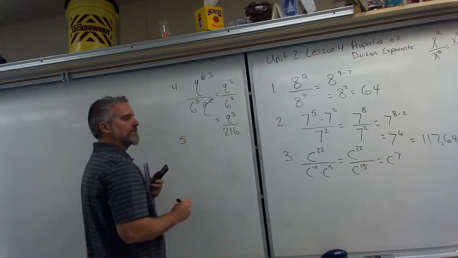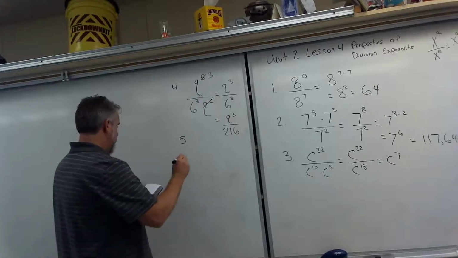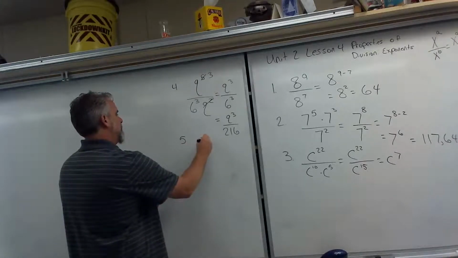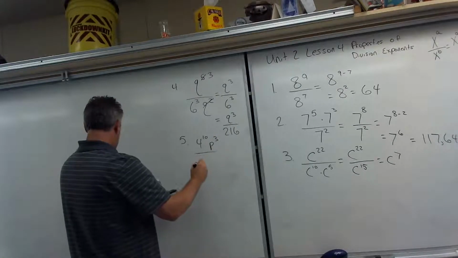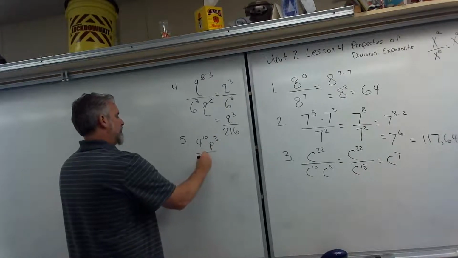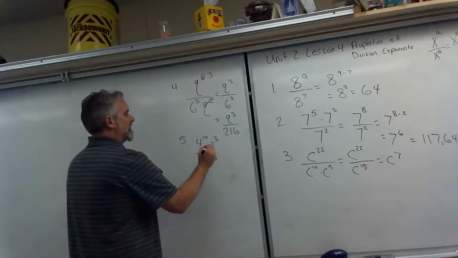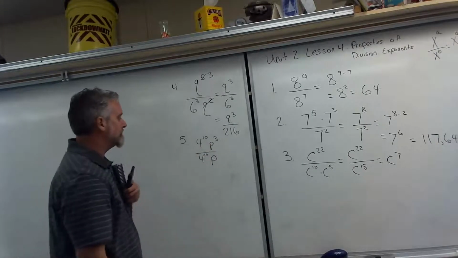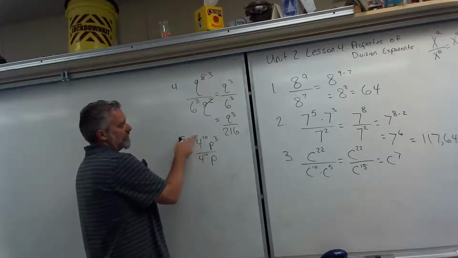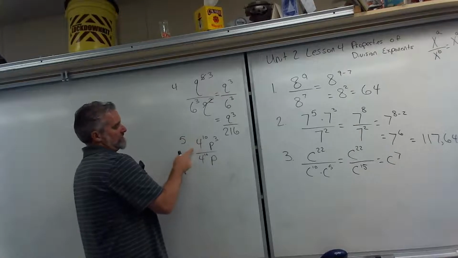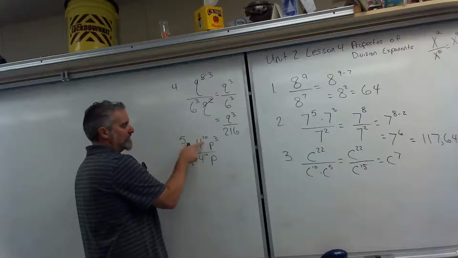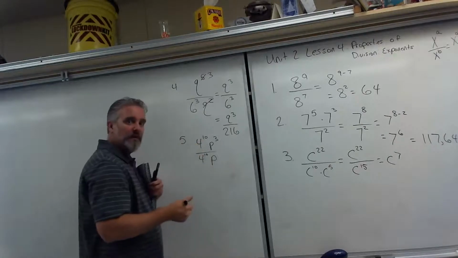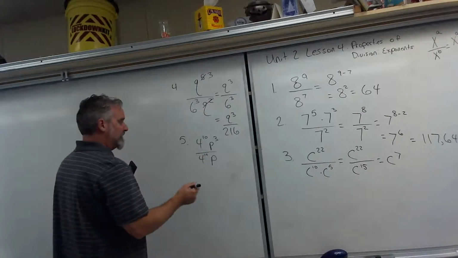Problem number 5. We have 4 to the 10th power, P to the 3rd power over 4 to the 10th power again, and then just a lonely old p. 4 to the 10th over 4 to the 10th. Same base, exponents can be subtracted. 10 minus 10 is 0. And we talked about this on one of the last videos.